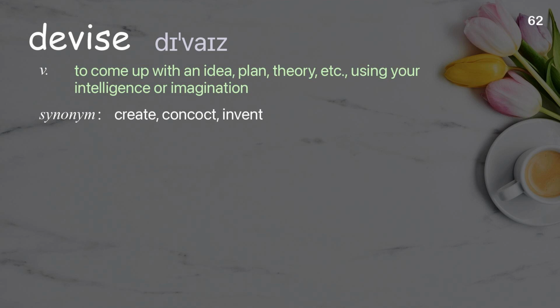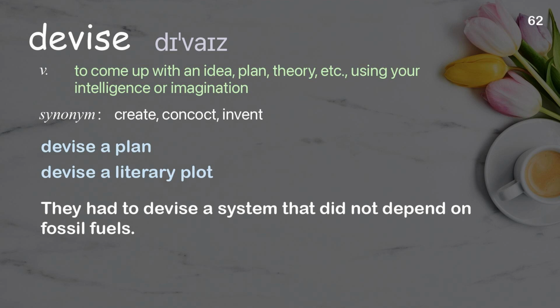Devise: To come up with an idea, plan, theory, etc., using your intelligence or imagination. Examples: Devise a plan. Devise a literary plot. They had to devise a system that did not depend on fossil fuels.